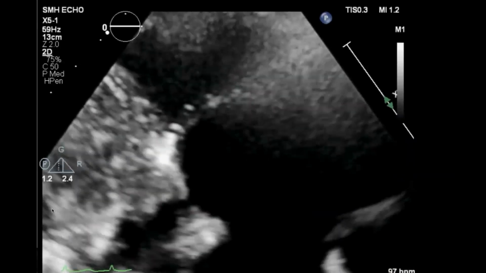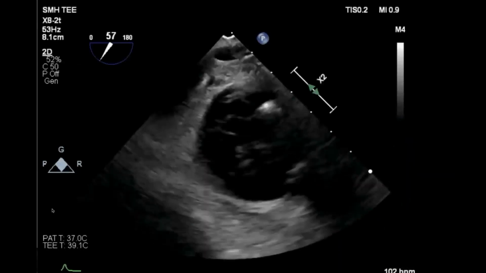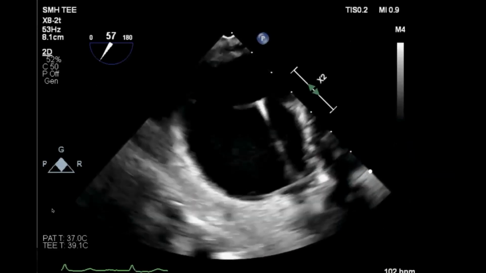Here's another view, again more posterior. So this is the corroborating transesophageal view. Turns out, first of all, it was a quadricuspid valve.